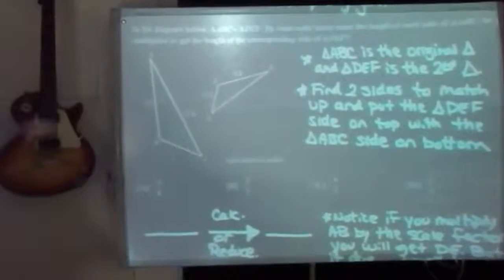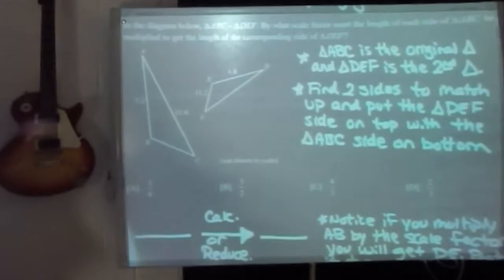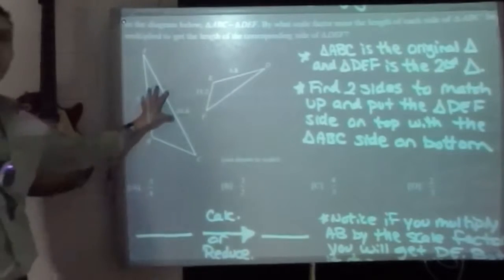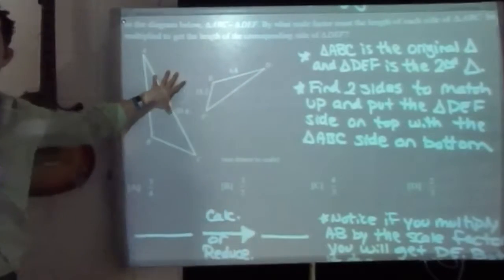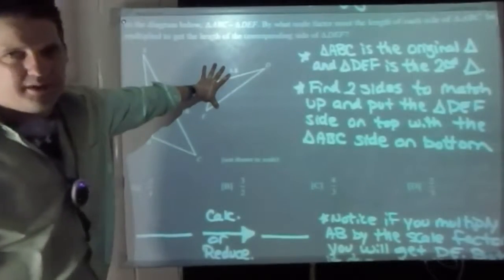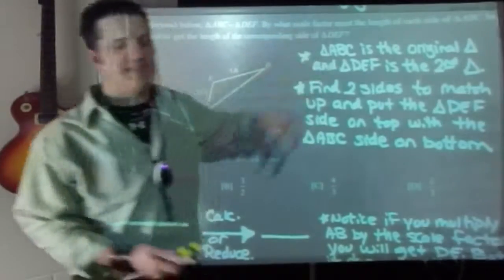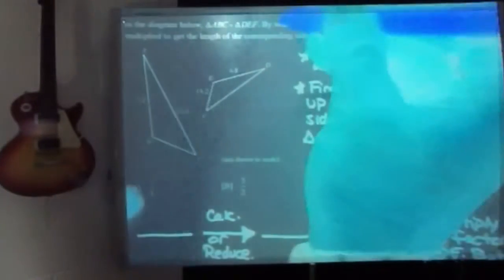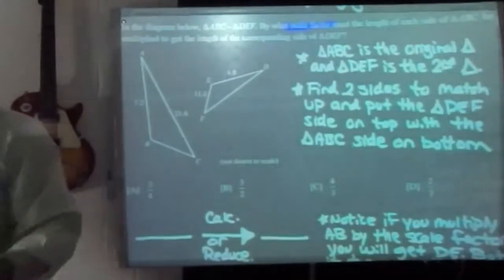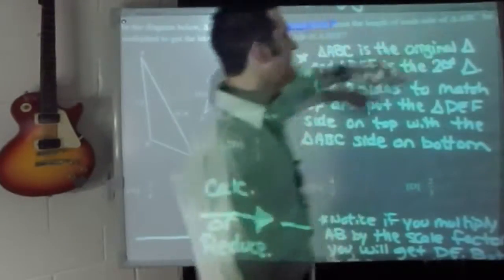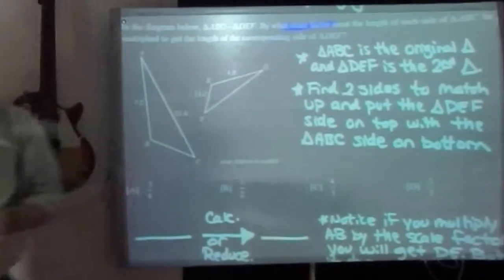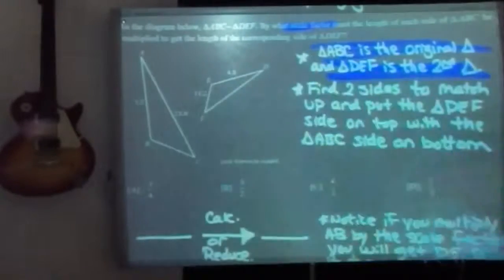We start off with a couple of triangles. They're not all going to be triangles, but the first ones are. You've got triangle ABC is similar to DEF. So ABC is your first one, DEF is your second one. The question is going to say, what is the scale factor, what is the magic number that we could multiply any ABC side by to get a DEF side? ABC is our original, DEF is our second.